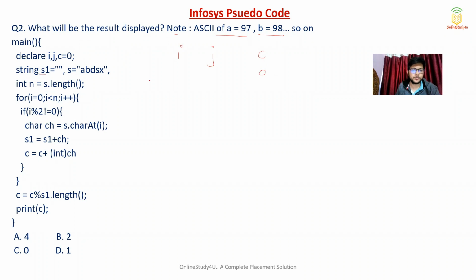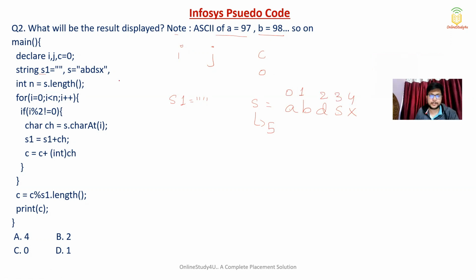Then we have 2 strings, S1, which is initially null, and S, which is A, B, D, S, X. The length of S is 1, 2, 3, 4, 5, and the indexes are 0, 1, 2, 3, 4. Then int n is equal to s dot length, so basically n stores 5. Then I am iterating from 0 to n minus 1, in fact, because it is less than.